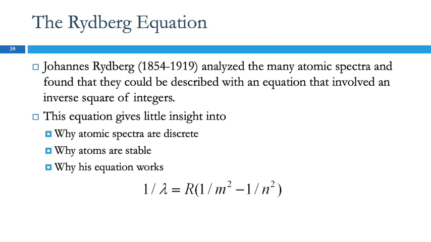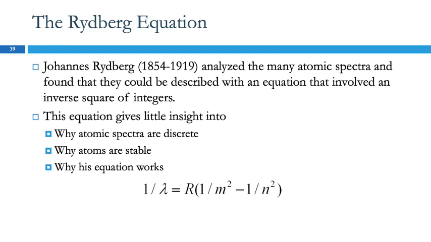So they observed this phenomenon and didn't know what was going on, but a guy named Johannes Rydberg found that he could describe those spectra using an equation. And the equation had 2 integers in it, and this is his equation. 1 over the wavelength is equal to a constant times 1 over m squared minus 1 over n squared. And n and m were integers. And those would describe where the lines were.